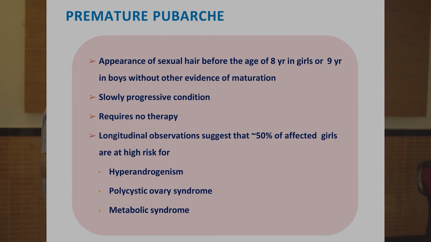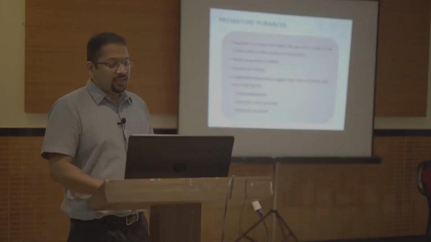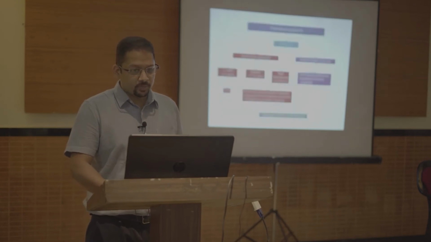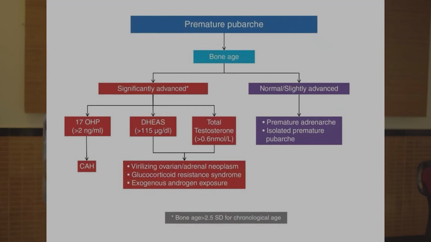So it is a slowly progressive condition. It requires no therapy. Longitudinal observation suggests that 50% of the affected girls are at high risk for hyperandrogenism, PCOD, and metabolic syndrome. So those patients who have PCOD can have puberty even at an earlier age. So when we have a patient with premature puberty, look for the bone age. If the bone age is significantly advanced by 2 years, then look for 17-OHP, look for LH, look for DHEAS. In such a condition, if more than 150 microgram per year, then look for any neoplasm in the ovary or adrenal.